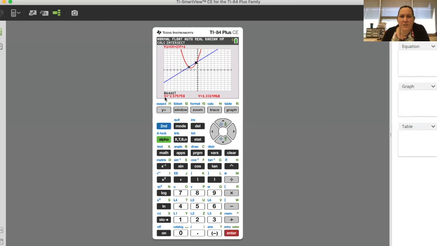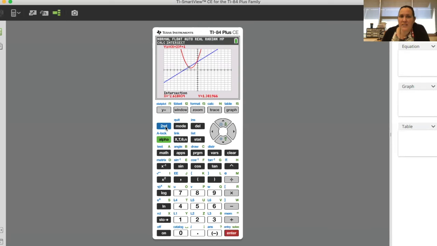And then it tells me my intersection is negative 2.62, and then the y value is 1.38. So that would be my point. I'd put parentheses, negative 2.62, comma 1.38. That's 1 point. Okay, now I need the other intersection. So I'm going to do that again.